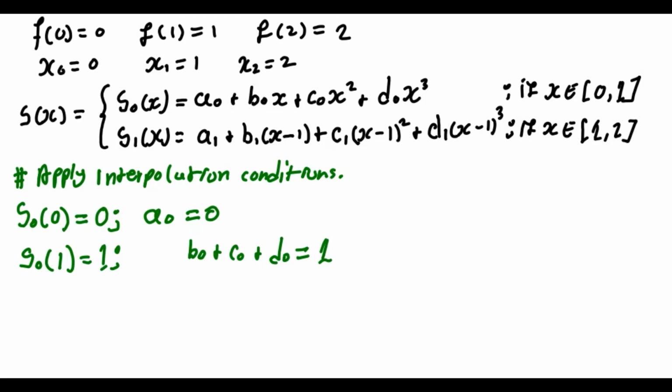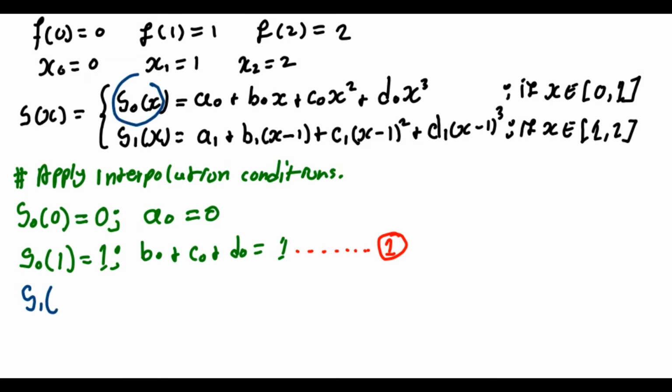Okay, so allow me to write this like this. It's b naught plus c naught plus d naught is equal to 1. So allow me to indicate this as equation 1. I'm just going to put 1 there, like that. Okay, so let's go to the second one. This is now s sub 1, because we have evaluated this one on both the points. So now let's evaluate the second one.